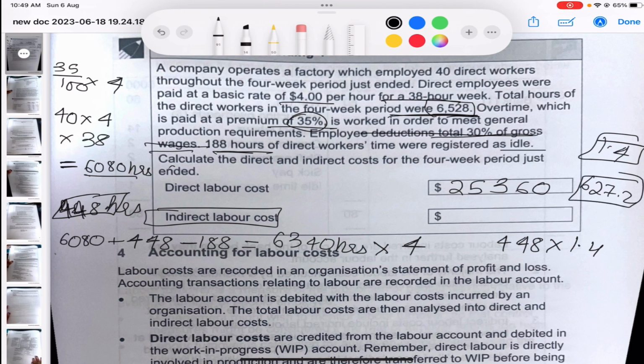Okay, now idle hours will also be counted here. Idle hours would be 188 multiplied by your basic pay, which is 4. 188 multiplied by 4 is 752. So 752 plus 627.2 would give you 1379.2.